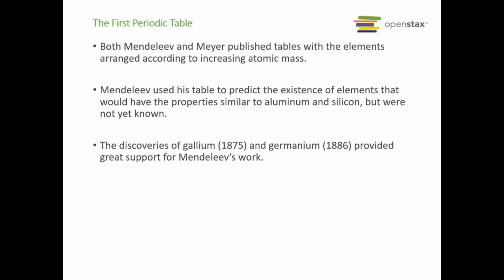They both made tables with the elements arranged according to increasing atomic mass. However, Mendeleev actually left blank spaces in his table to predict the existence of elements that would have properties similar to aluminum and silicon, but weren't known yet. So this is why Mendeleev is credited with being the father of the modern periodic table. Once gallium and germanium were discovered, this was huge support for his work to show that he was correct. He left those spaces on his periodic table and they ended up coming true.